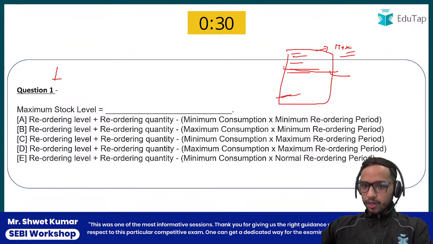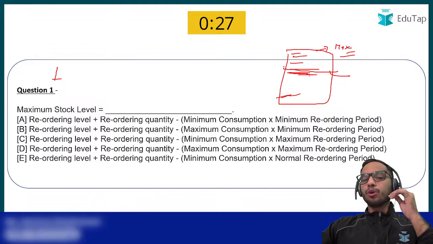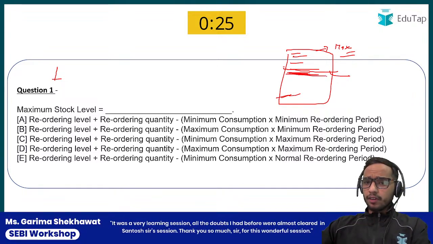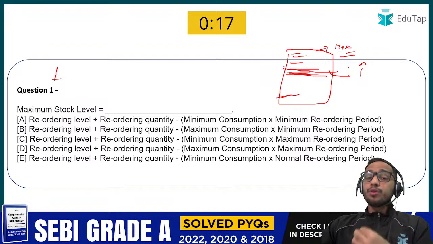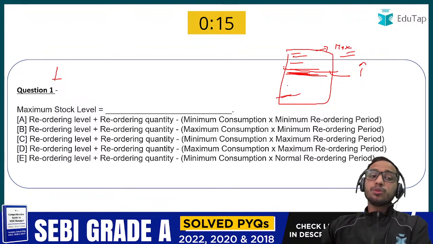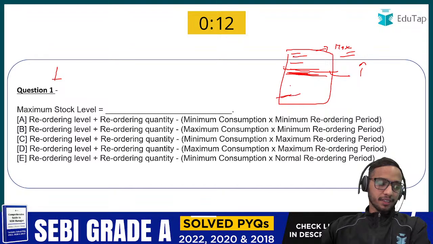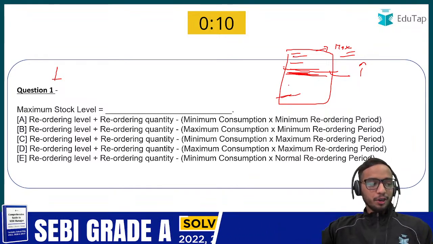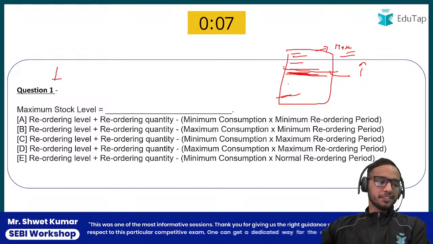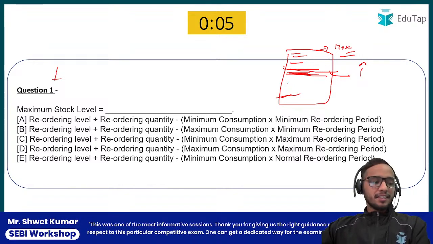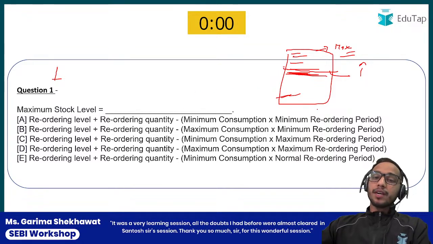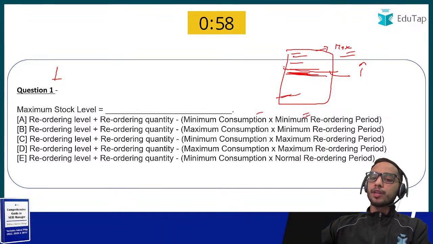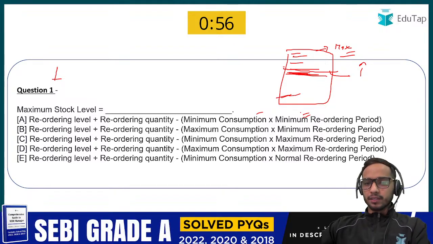First of all, it should be related to the reordering level that you all know, hai na? Reordering level plus reordering quantity, because you are again ordering something, but what you have to deduct from it to get to the maximum stock level? Okay, I have started to get the answers. Nice. Most of you are correct, and that's very good. You have to deduct minimum consumption into minimum reordering period, and the logic is very simple in this.